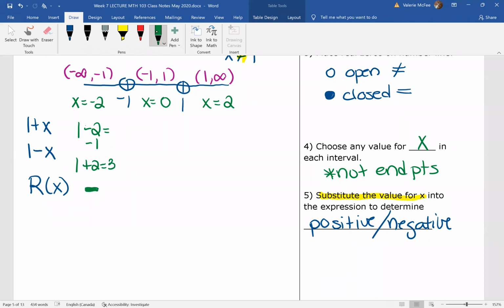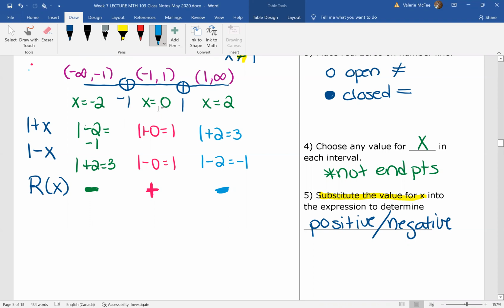Why don't you substitute in x equals 0 and x equals 2 and determine whether the interval is positive or negative? So you should have found that the middle interval was positive and the final interval is negative.